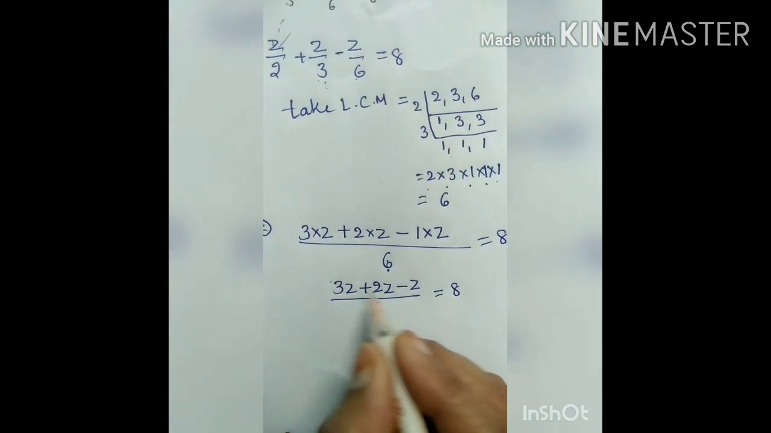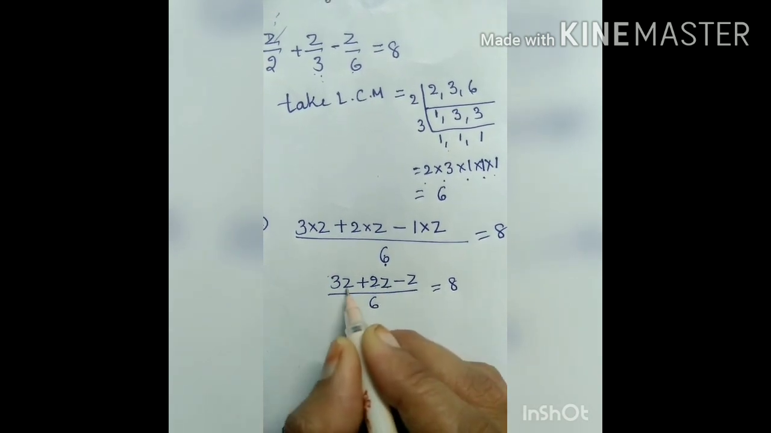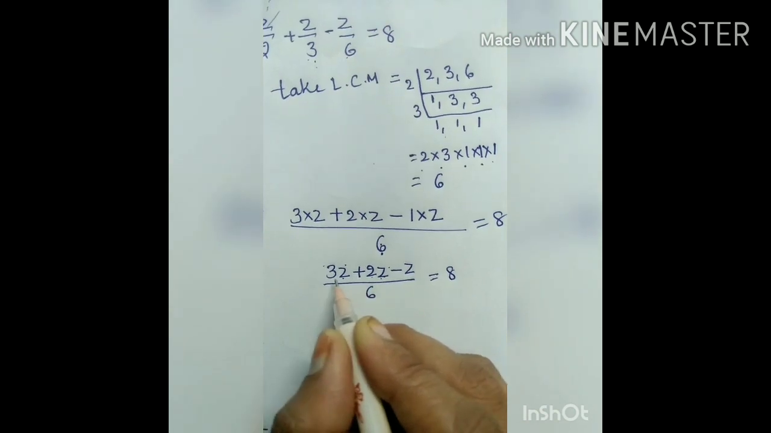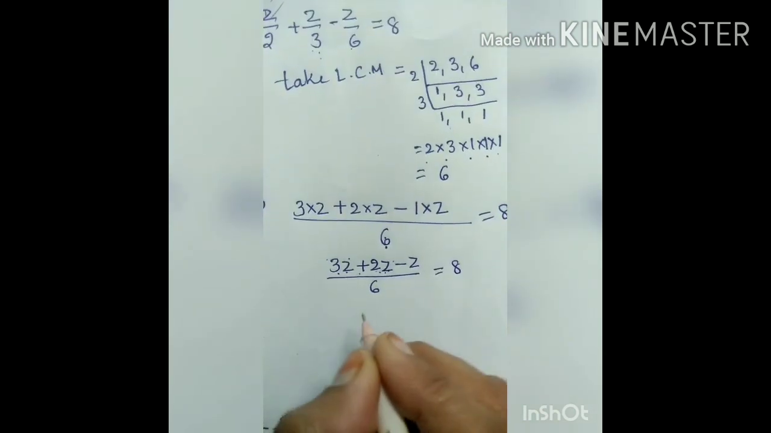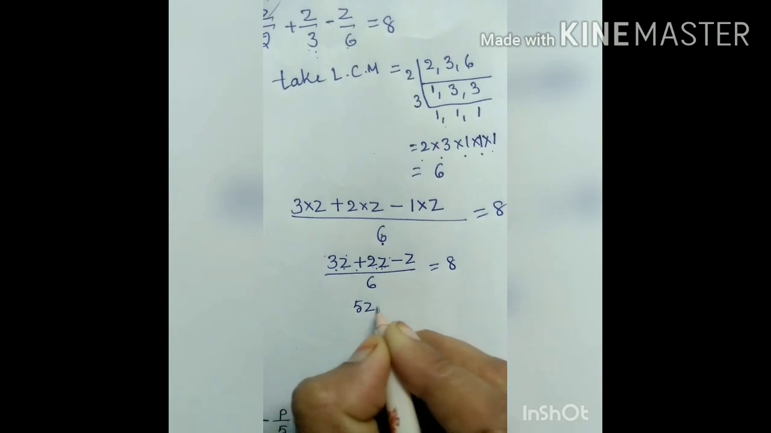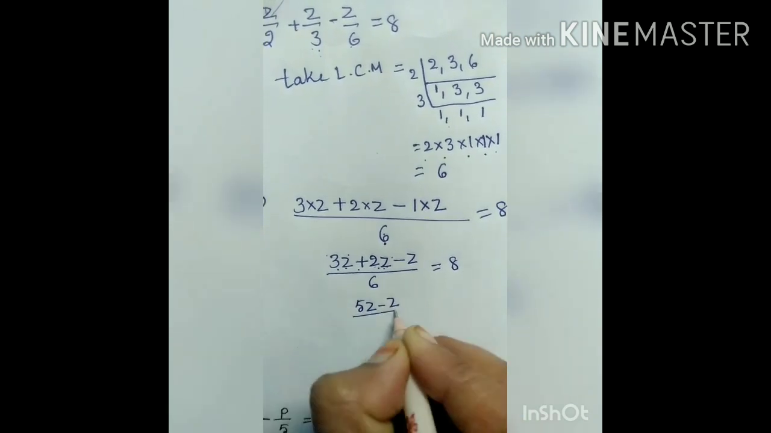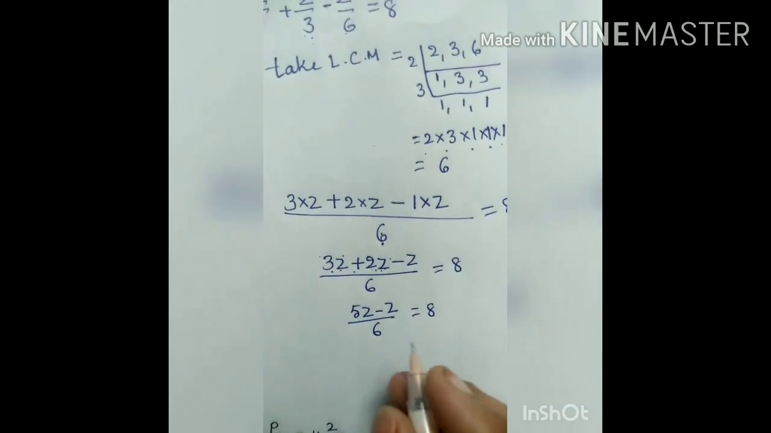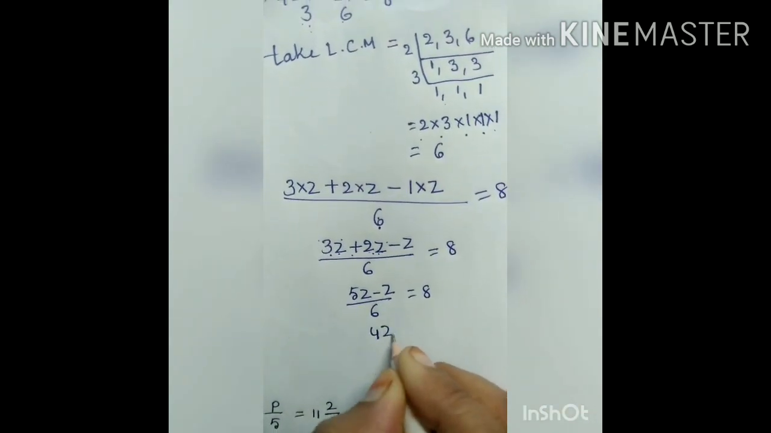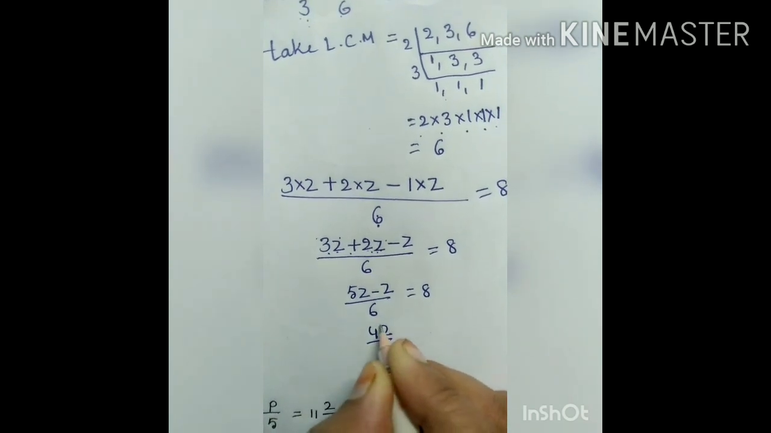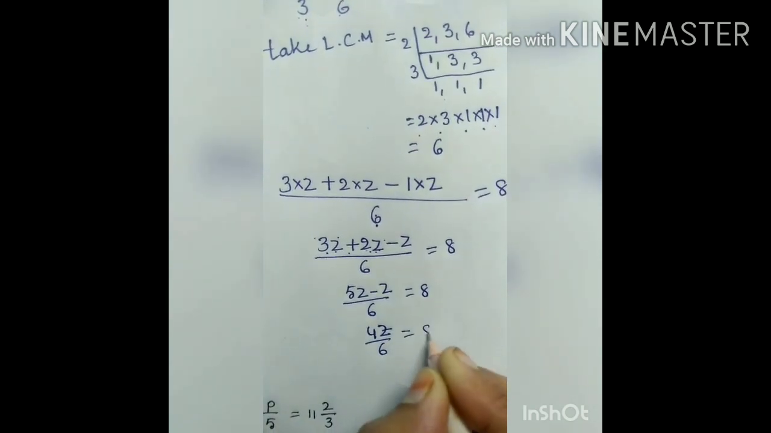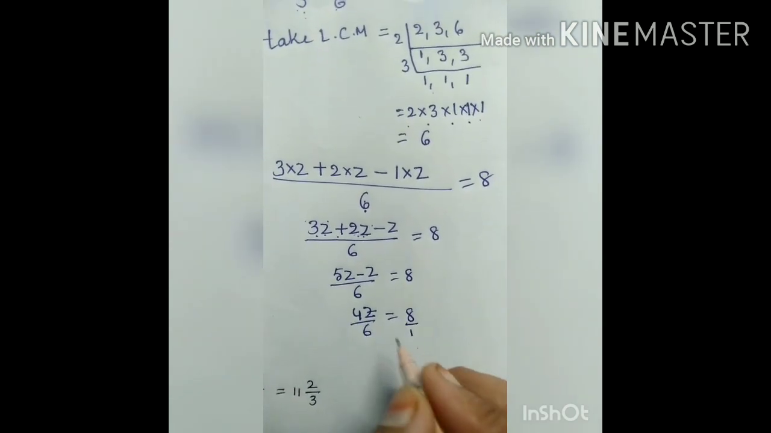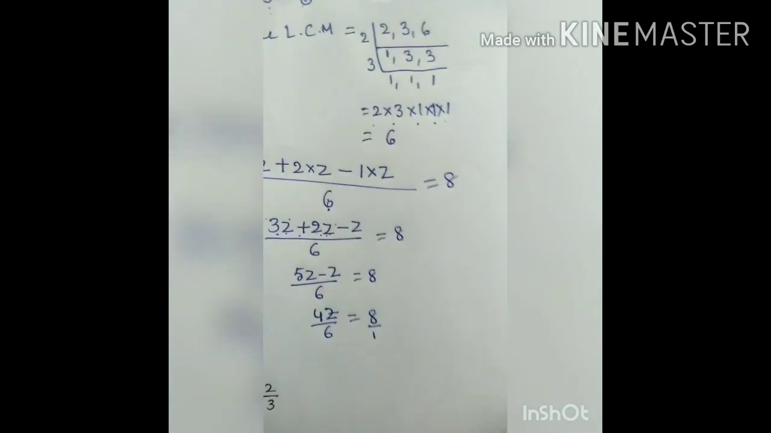Here 3z plus 2z: the variables and powers are the same, so I will add. 3z plus 2z is 5z, minus z by 6 equal to 8. 5z minus z is 4z, so 4z by 6 equals 8. There is no other number in the denominator, so I will do the cross multiplication.